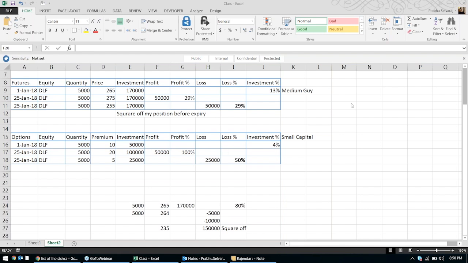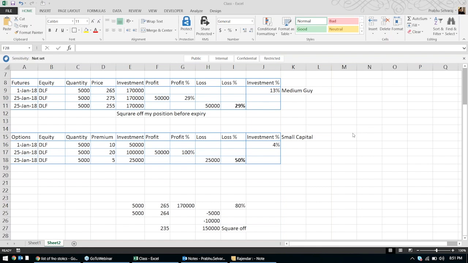How do you learn and trade? It's not about which is good or which is bad. How far you're able to understand the market is the answer. When a security is in ban, future and option are both banned. Securities ban means future and option both are banned. Derivatives ban means both. Option and future both have to be squared off before expiry. Yes, both.